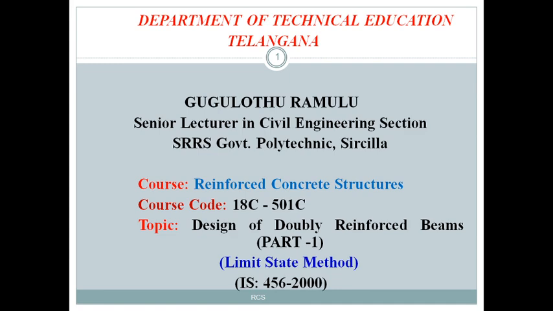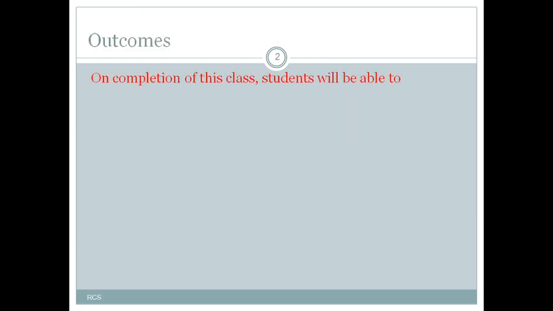In this class, I am going to discuss the design of doubly reinforced beams as per the limit state method, IS 456-2000. The outcome of today's class is that after completion, we will be able to know the design steps for designing a doubly reinforced rectangular beam.